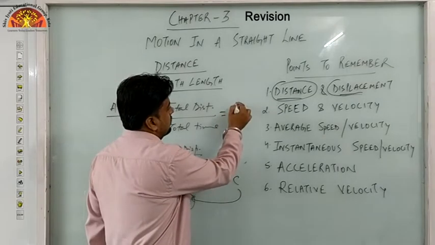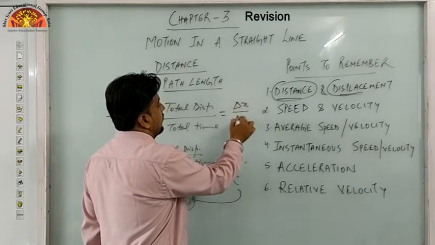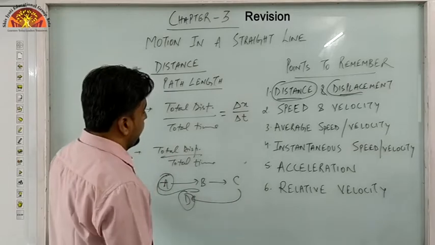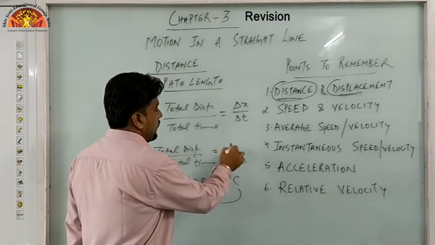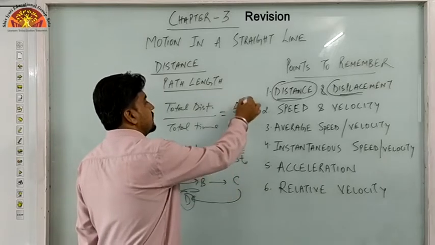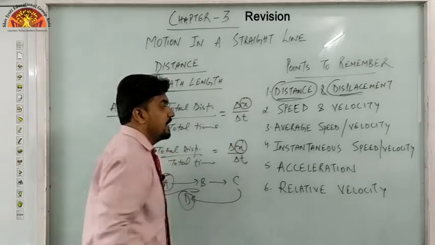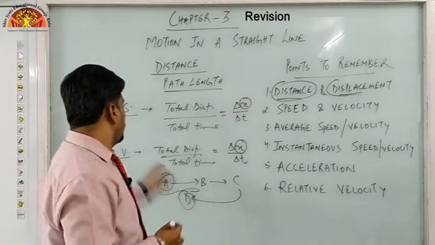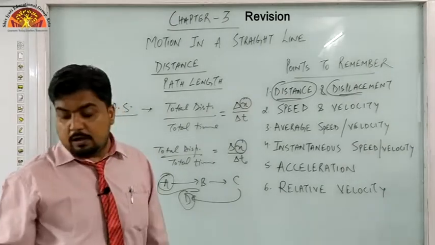This can be written as, let's say, del x upon del t. In case of average velocity also you can write it as del x upon del t, but the difference would be that this is distance and this is displacement. This is what average speed and average velocity are.